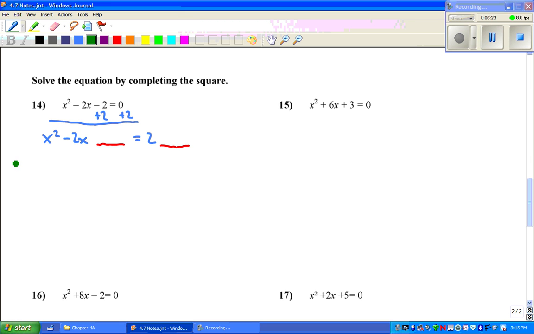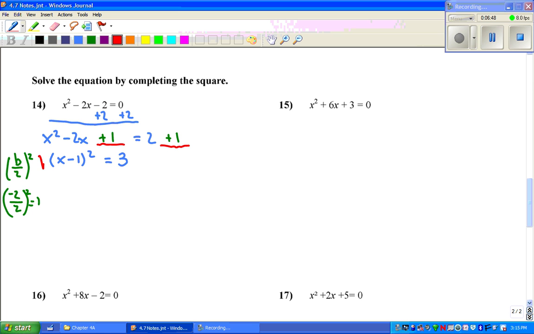To find my c, remember it's b divided by 2, squared. So I'm going to do negative 2 divided by 2, which is negative 1, squared. So my c value is going to equal 1. I'm going to go with a plus 1 here and a plus 1 here. This factors into x minus 1 times x minus 1, so x minus 1 squared is equal to 3.